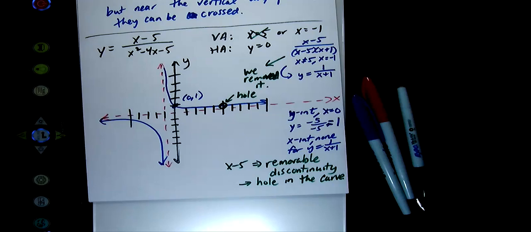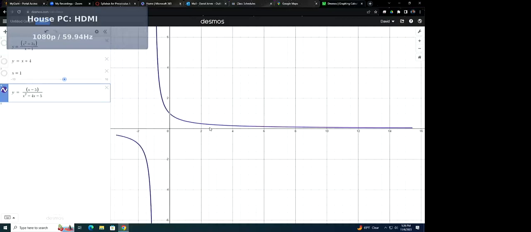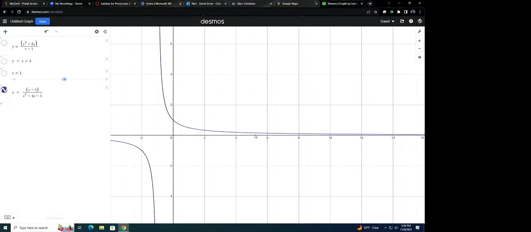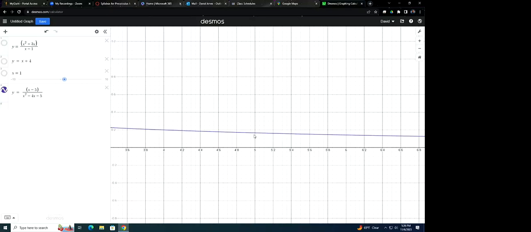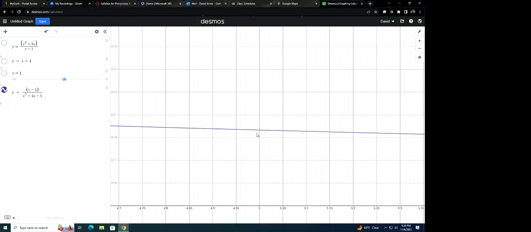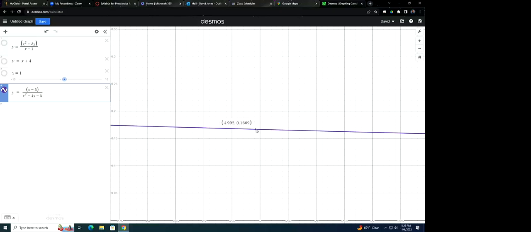And the thing is, graphing calculators won't show it to you. Check this out on graphing it on Desmos. So we have the graph, x equals five is a hole. And it doesn't matter how close I get to it, it doesn't look like there's a hole there. But if you put your cursor on it and drag it there, when you get to x equals five, it says undefined. So graphing calculators can't show you the hole. They don't show them very well.